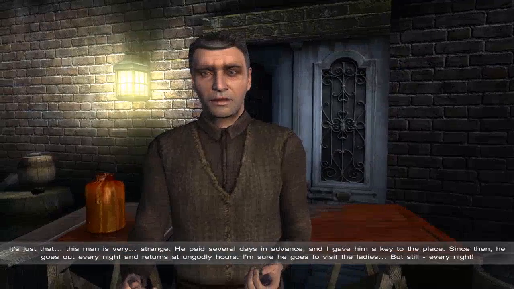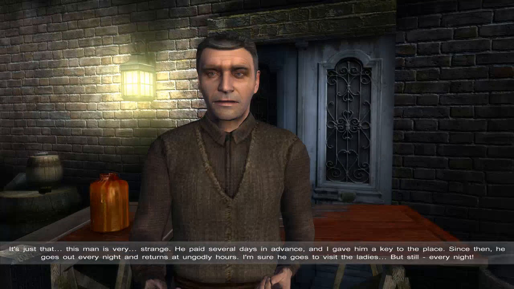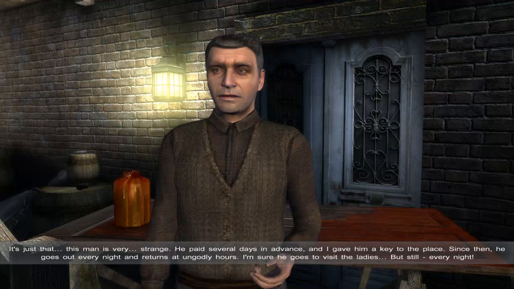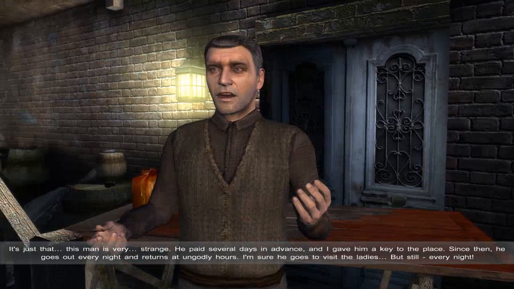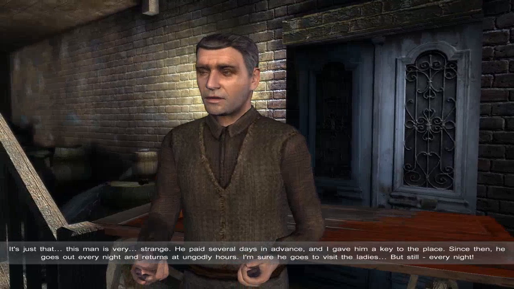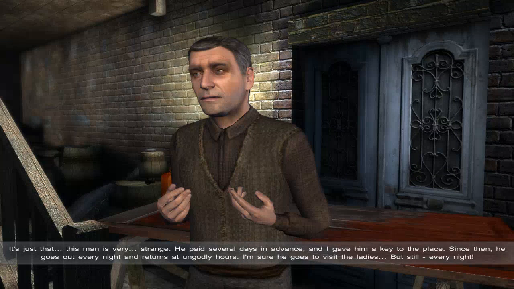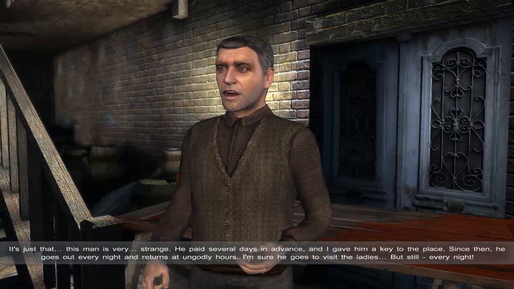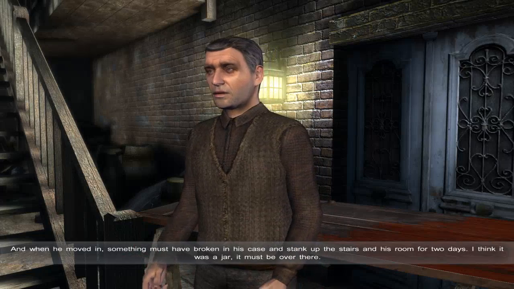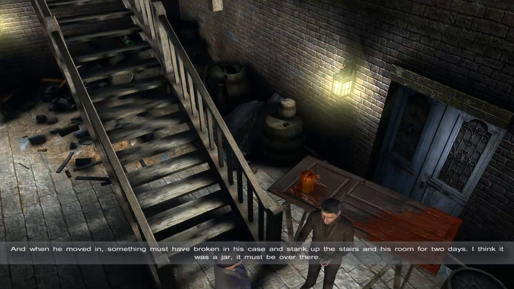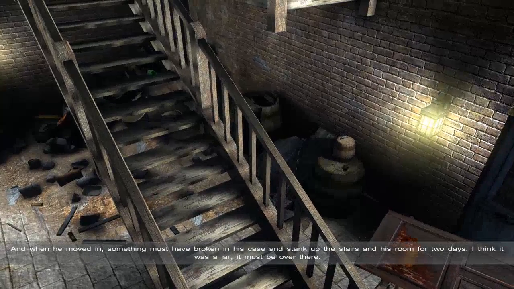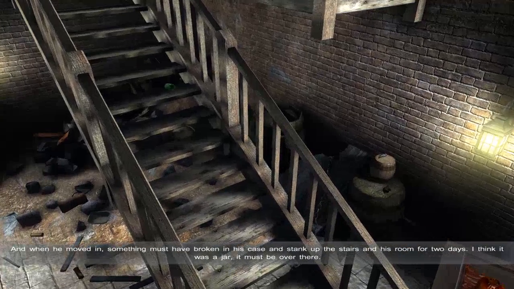It's just that this man is very strange. He paid several days in advance and I gave him a key to the place. Since then, he goes out every night and returns at ungodly hours. I'm sure he goes to visit the ladies, but still, every night. And when he moved in, something must have broken in his case and stank up the stairs in his room for 2 days. I think it was a jar. It must be over there.